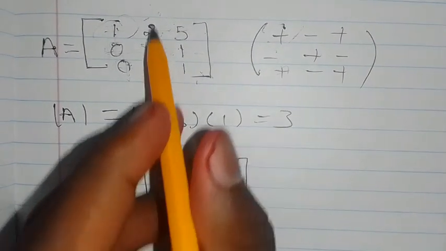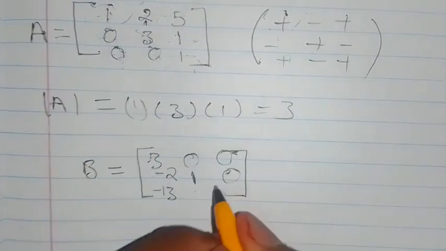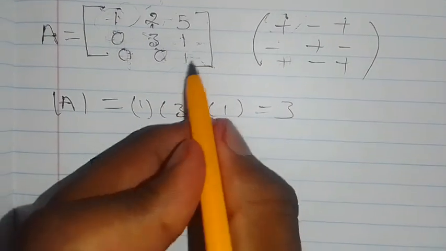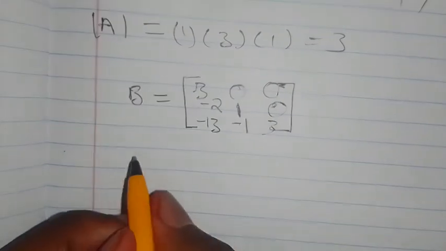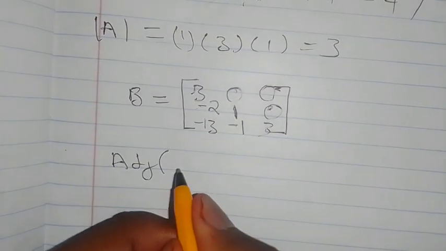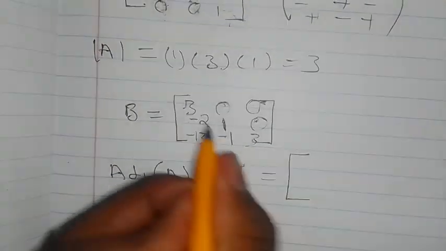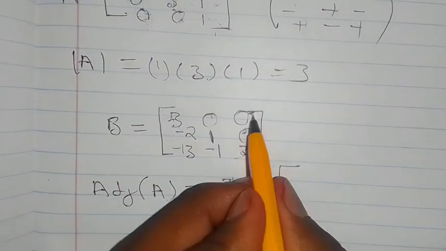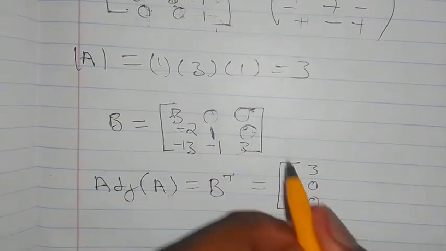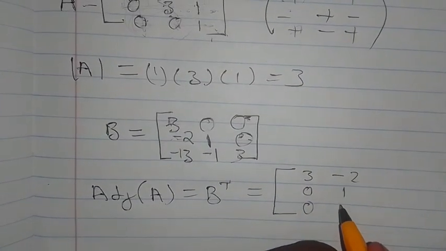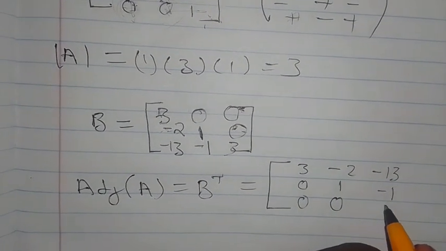And then for this one, you exclude this, and then you're just going to have your determinant being 1 there, and you're going to have to change the sign, then you have minus 1. And for this one, you exclude this and this, then you're just basically going to have 3, and the sign stays the same. And then now the adjugate of that matrix will basically be B transposed. When you transpose that matrix, it's a reflection along the main diagonal, so this row becomes the first column, 3, 0, 0, and the second row becomes the second column, which is just going to be minus 2, 1, 0, and the third row becomes the third column, minus 13, minus 1, and 3, like that.